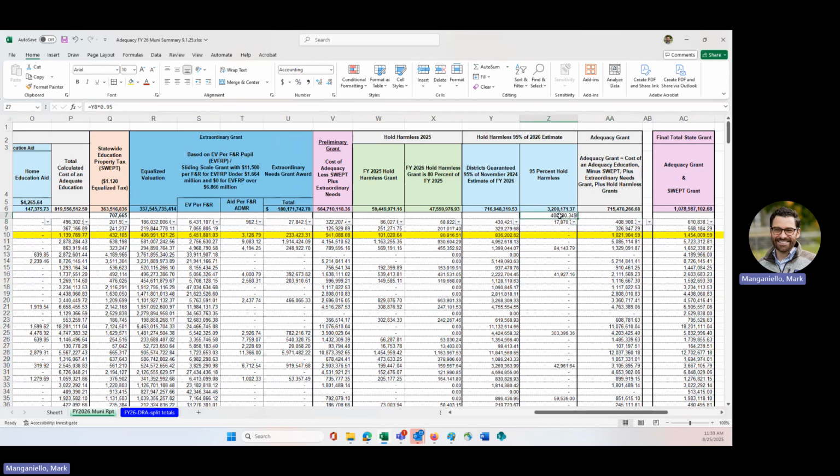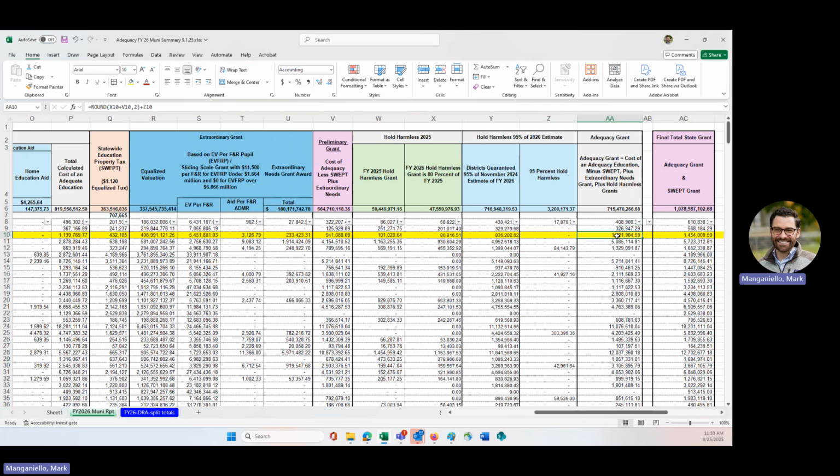And so we always tell districts, when you're estimating adequacy funding for budget purposes, you want to be conservative and estimate 95% of whatever NHED provides you, because that's guaranteed funding. And some communities come up higher than the estimate, some come out lower, but you're guaranteed at least 95%.